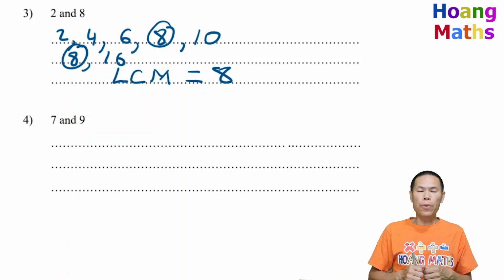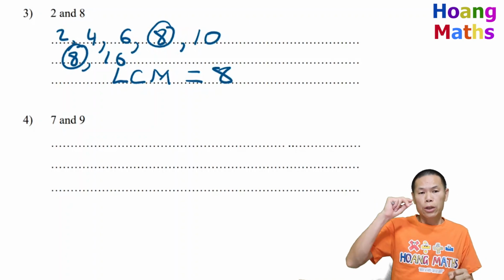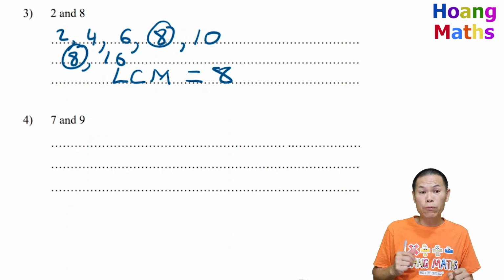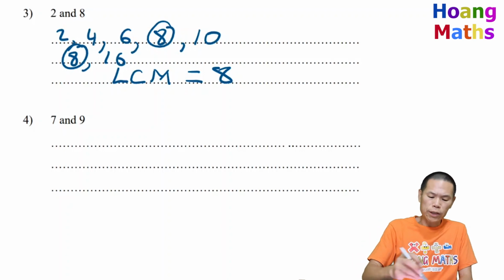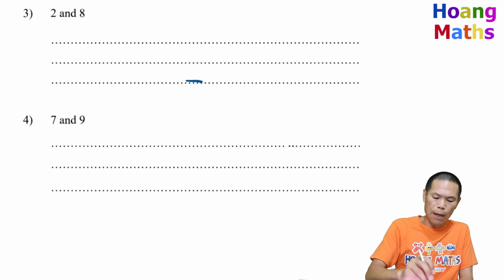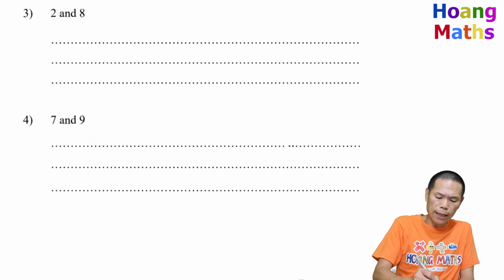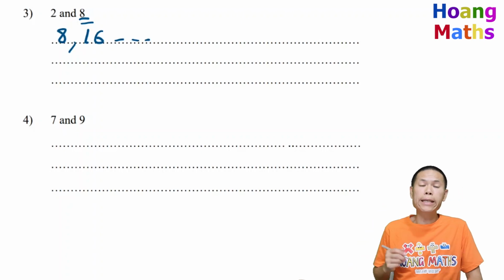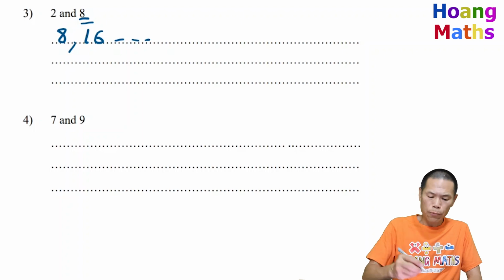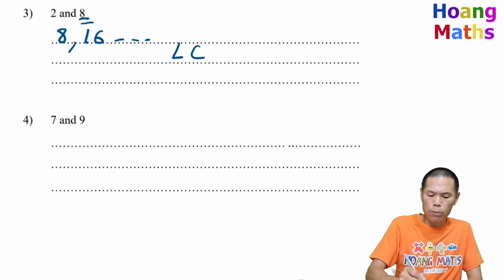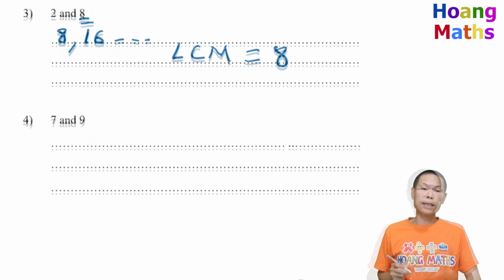So there you go. But then please take note, there's a quicker way if you're good with your times tables. For example, I always list the largest number. Okay, so it's quicker. That's all. In this case, the multiples of 8 are 8 and 16 and so on. But we know that 8 is already a multiple of 2. So therefore, the lowest common multiple of 2 and 8 is 8.